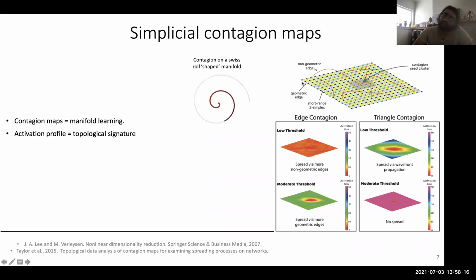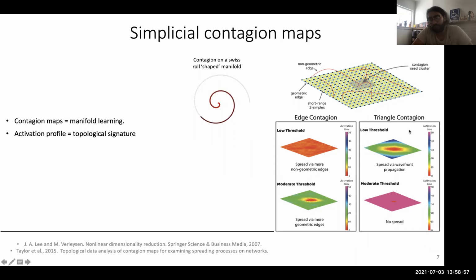Imagine a rectangular lattice like this, and you start a contagion at a seed cluster, and you have these long distance non-geometric edges connecting remote parts of the network. On an edge contagion model, the signal is going to spread too quickly via the long range non-geometric edges for low threshold values. Whereas if you increase the threshold, you can bypass these long range edges and force the signal to follow the local structure.